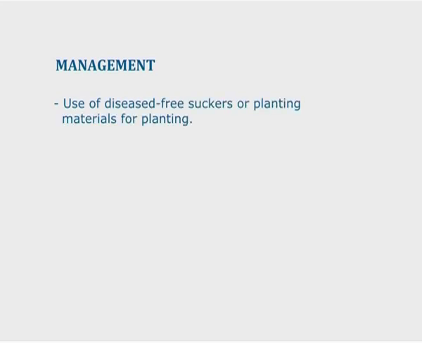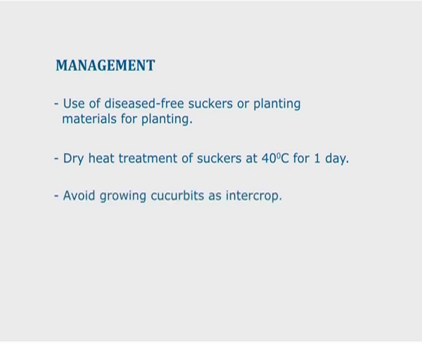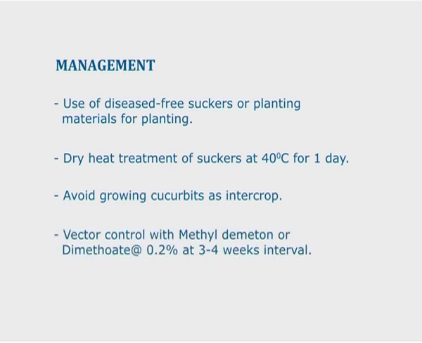Now coming to the management of the disease. Use disease-free suckers or planting materials for planting. Dry heat treatment of suckers at 40 degrees centigrade for 1 day. Avoid growing cucurbits as intercrop. Vector control with methyl dimethone or dimethoate at the rate of 0.2% at 3 to 4 weeks interval.